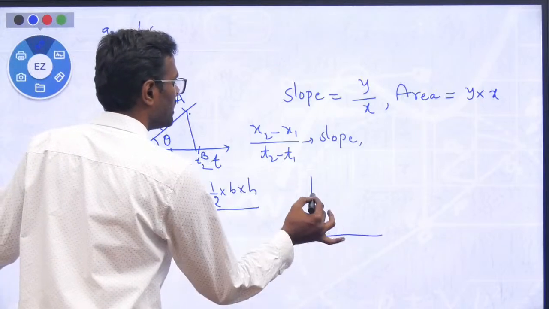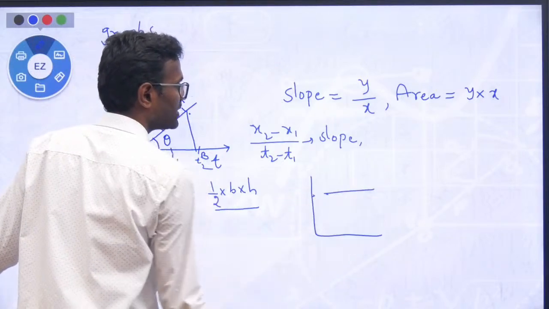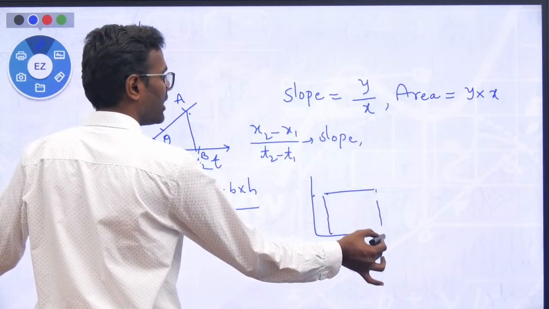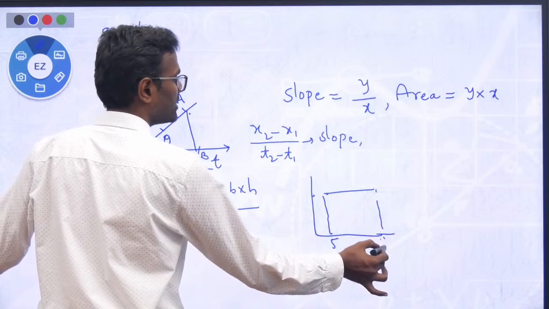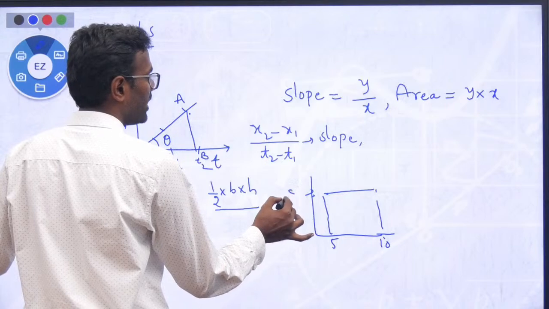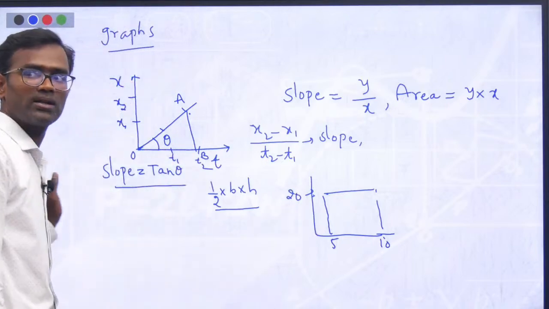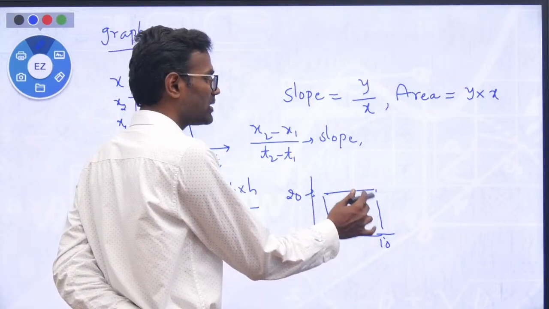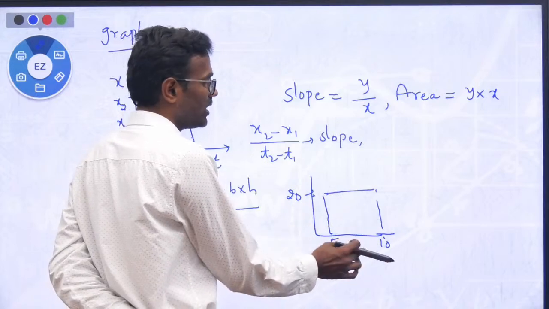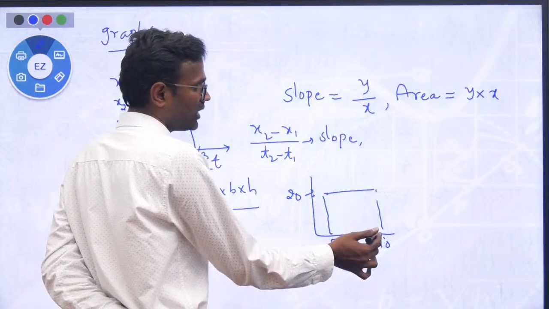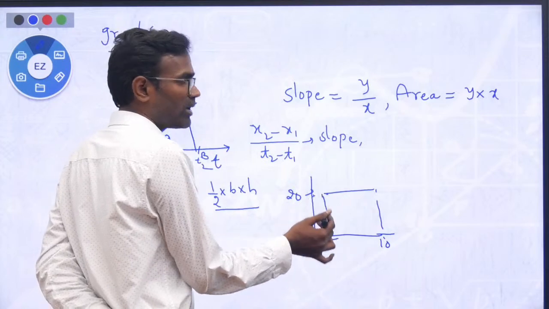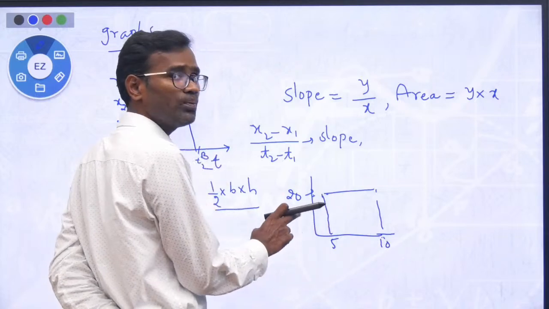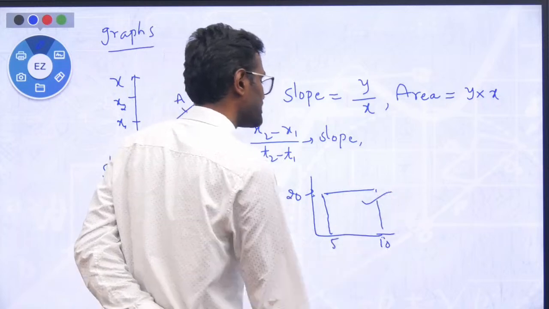Suppose sometimes the graph may be like this. You get a straight line like this. So then we will take it like this. This is the value on the x-axis, some 5 units. This is some 10 units. This corresponding value is 20. Then what is the area under the graph? Length into breadth, since it is a rectangular shape. This is the length, this is the breadth. So 10 minus 5 into 20. Like that we'll do sums.